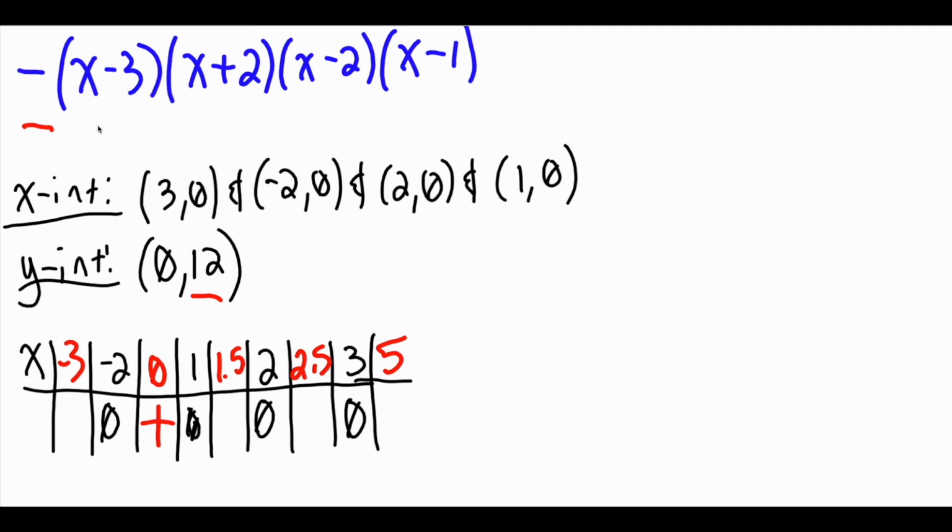So -3 minus 3 is negative. -3 plus 2 is negative. -3 minus 2 is negative. And -3 minus 1 is a negative. So we count them up. 1, 2, 3, 4, 5 negatives means negative.